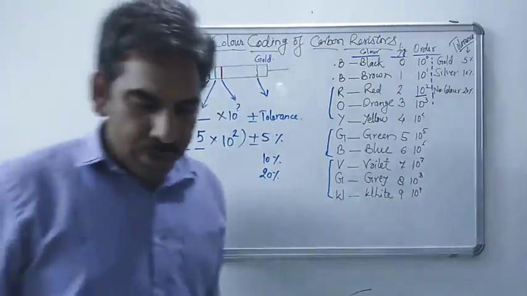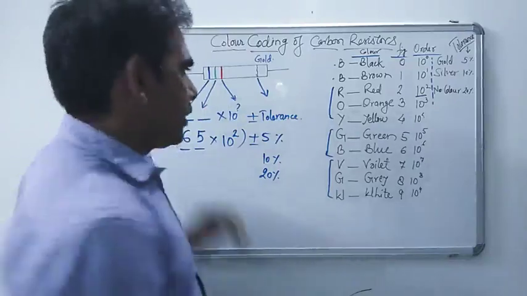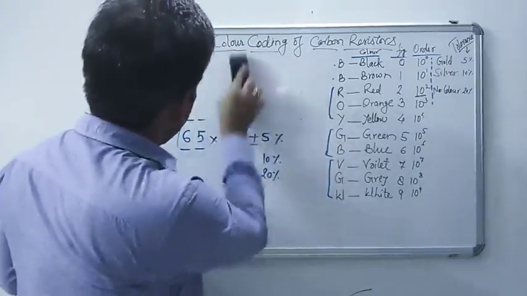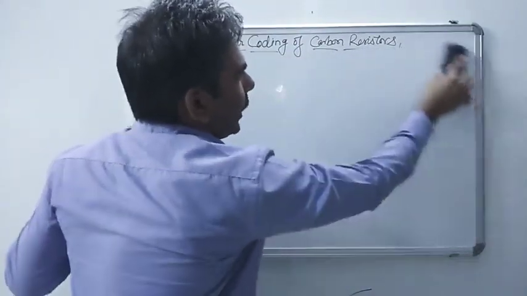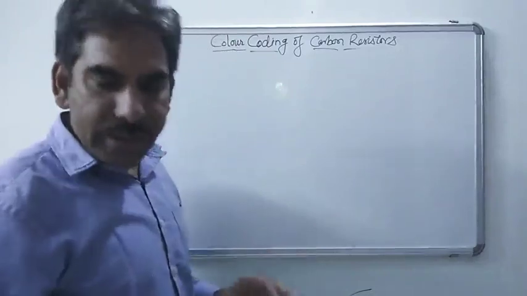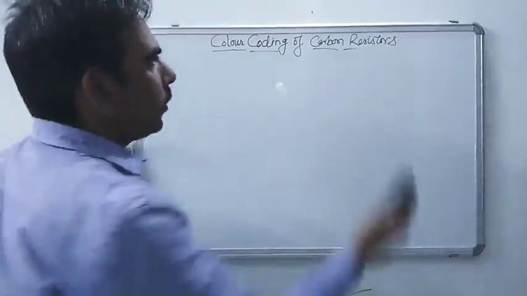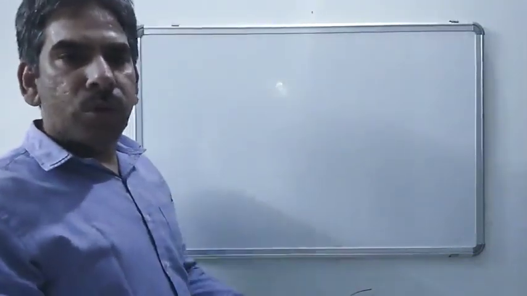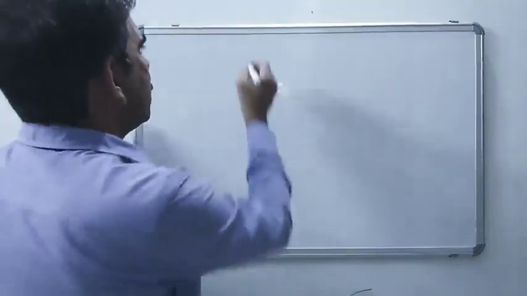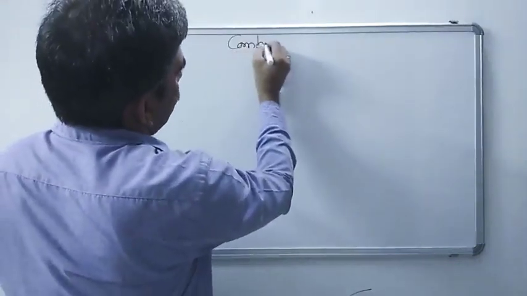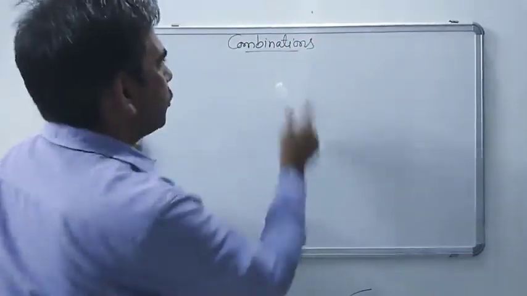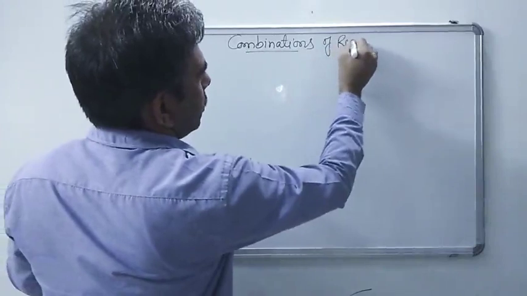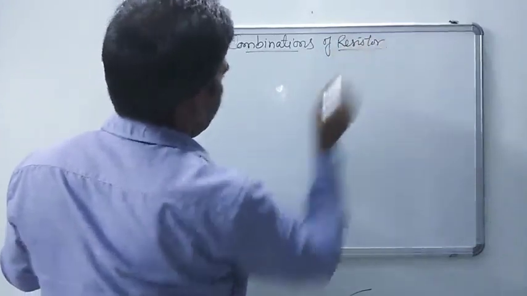Next thing is about the combination of resistors. So we may come across the situation where we don't have the specified value of resistors, but we can make use of the available resistors by combining them to achieve some specified resistor. So for that we must know the combinations in which the resistors could be connected. So there could be two combinations.